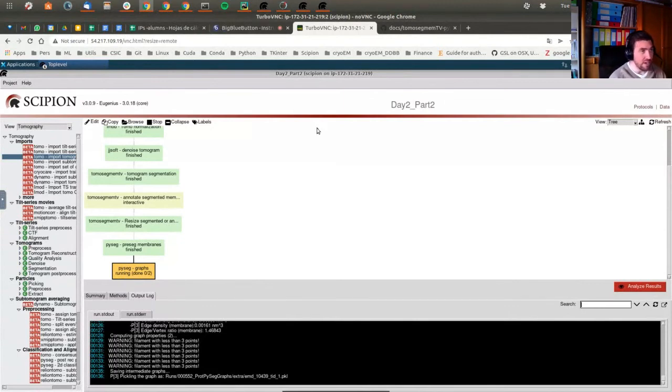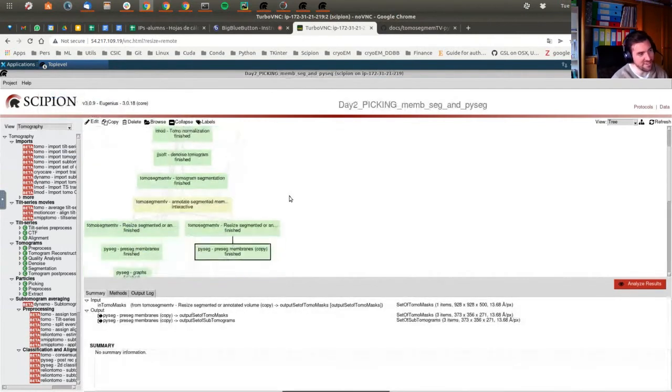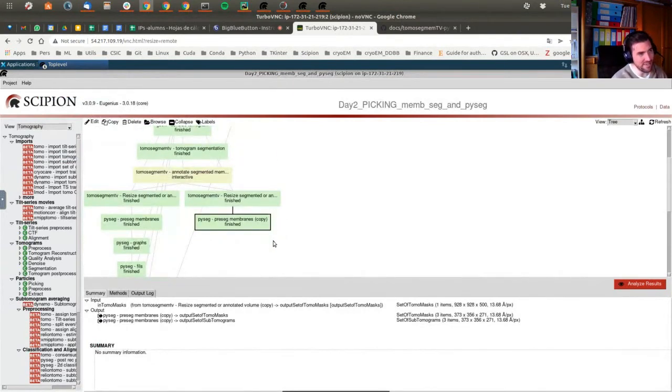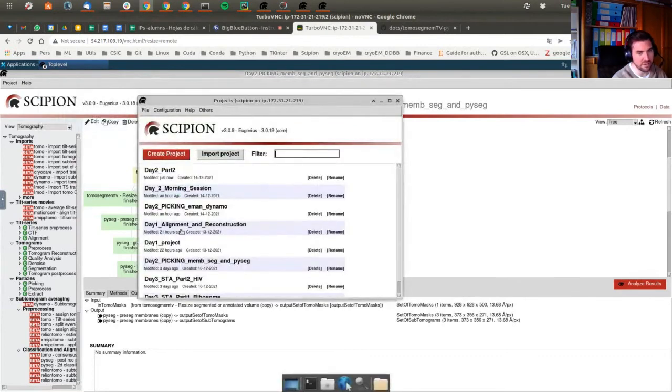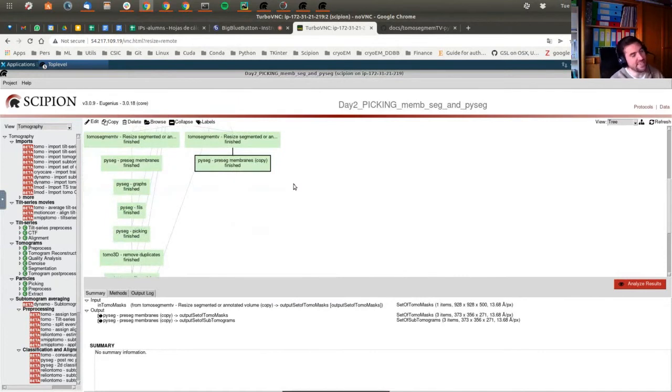Okay, so let's move on to sum up in a better way and not be stopped by this. For the ones which are currently working here, please remain here. And for the others, please look for this project on the project list. It should be somewhere here, and open day 2 picking memseg and Pyseg. So the graphs just the same as observed.